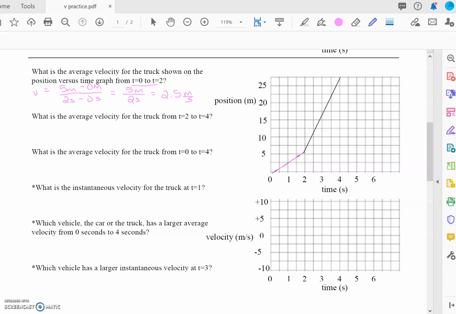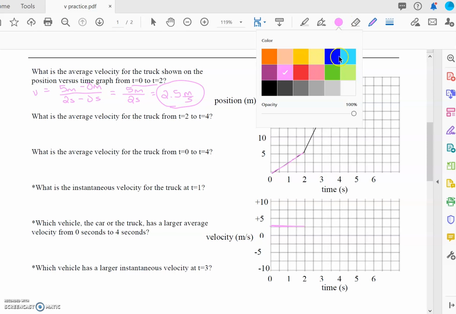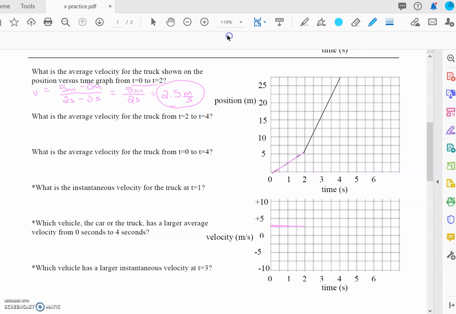Now it's going to ask us to create this velocity time graph. So I'm going to take this slope value, 2.5 meters per second, and I'm going to graph that value here for a time of 2 seconds. Let's do the next piece.